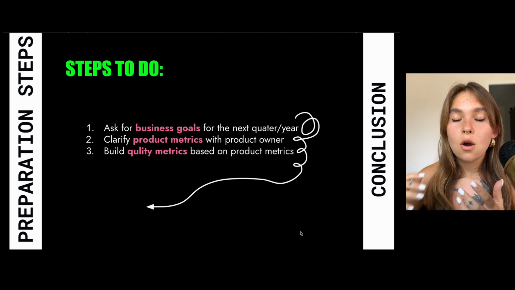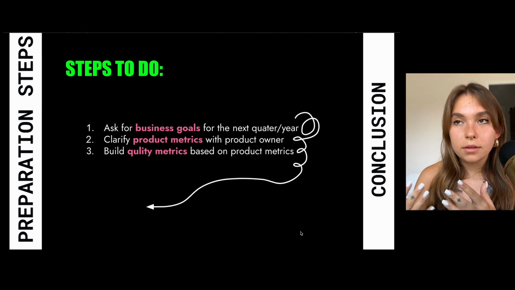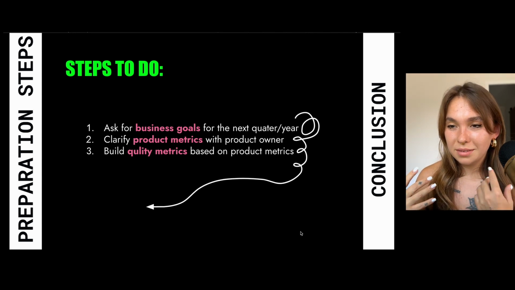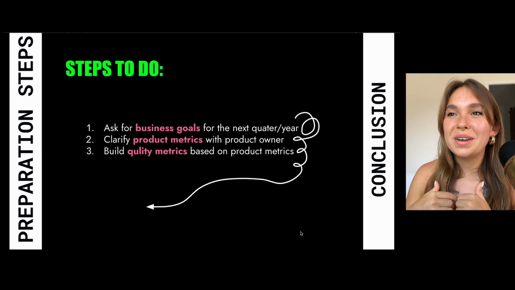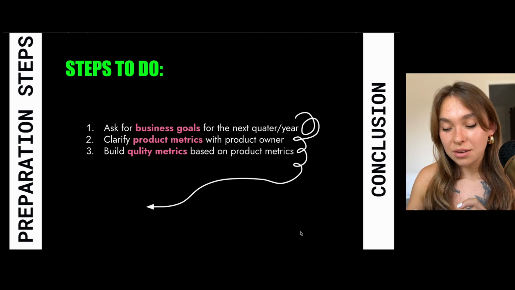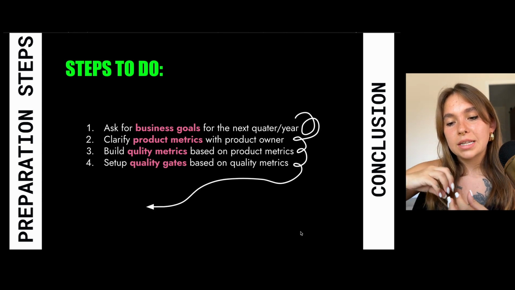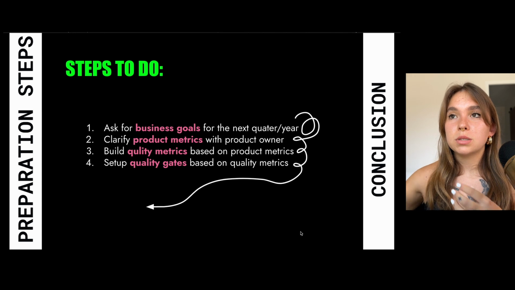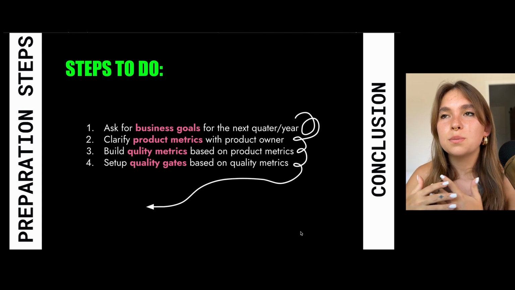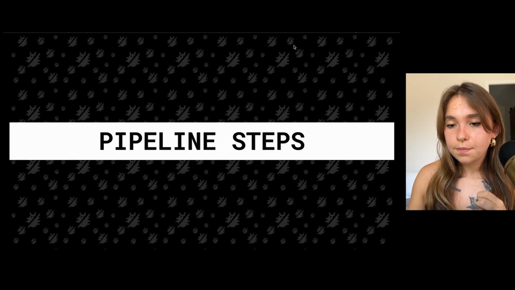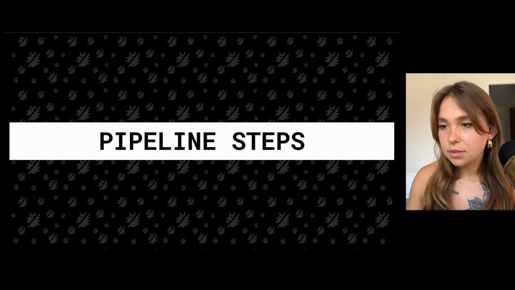After that, you should clarify product metrics with the product owner and build quality metrics based on these product metrics. Or if you have a QA lead, he or she definitely has to be aware of all these metrics. If not, you can try to push them a bit to clarify all these important things. And finally, we set up the quality gates based on the quality metrics. Why do we need it? Of course, because it's an important part of our CI/CD pipeline.